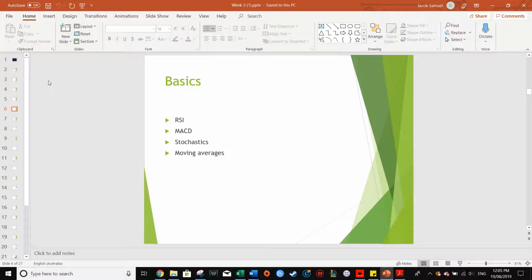I'll go through the basics now. The main 4 indicators that you'll first be introduced to as traders are: the first one, RSI, which stands for the Relative Strength Index. The second one is the MACD, which stands for Moving Average Convergence Divergence. The third one is stochastics. The fourth one is moving averages.